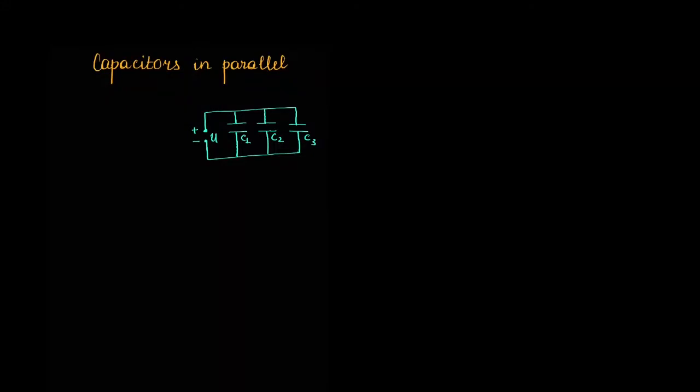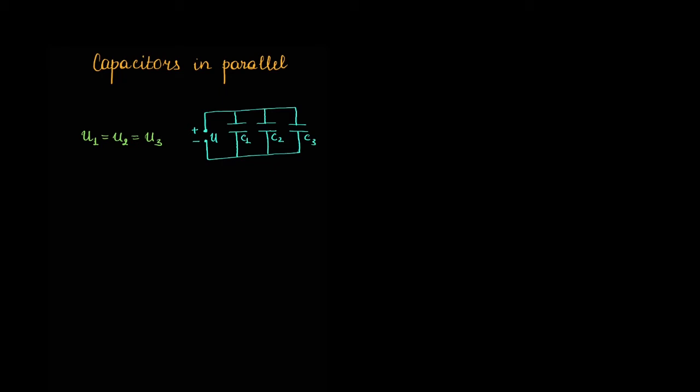A parallel combination of capacitors is shown in this figure. As you can see, each plate of the capacitors is connected to one terminal of the battery, and the other plates are connected to the other terminal of the battery. Since they are connected in parallel, the voltage on each capacitor is the same. So U1 equals U2, which is also the same as U3.